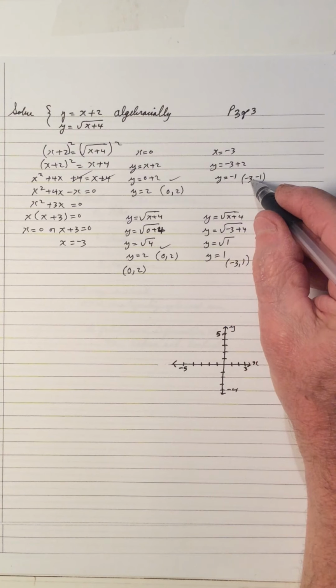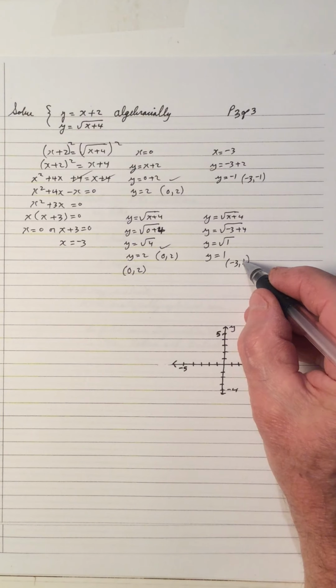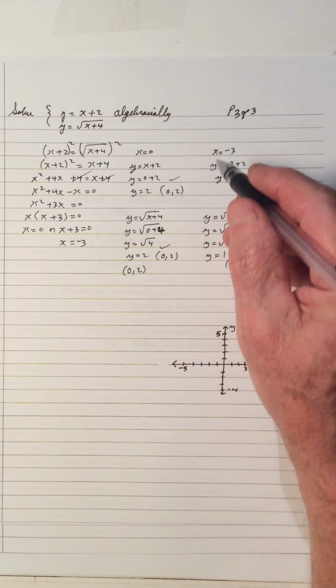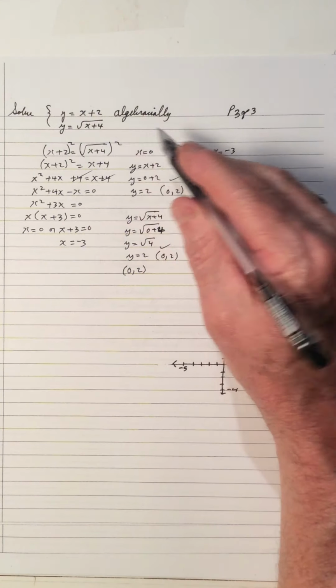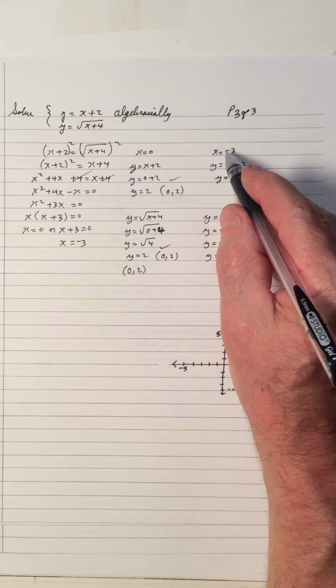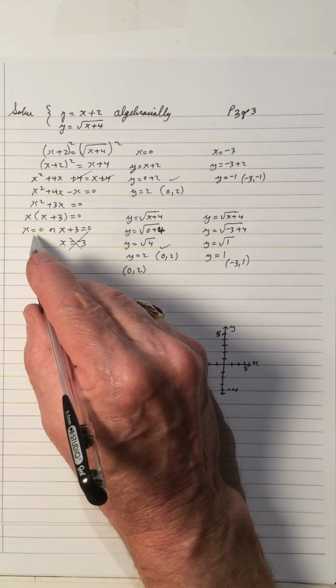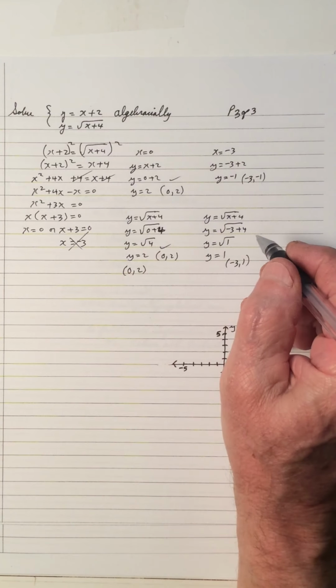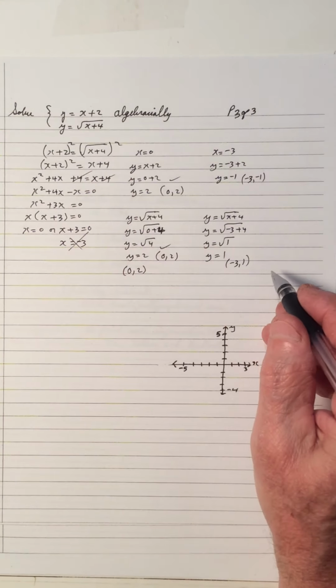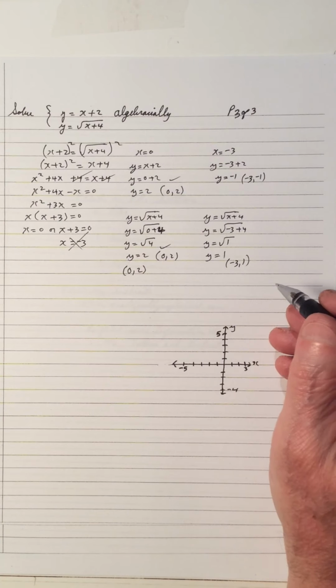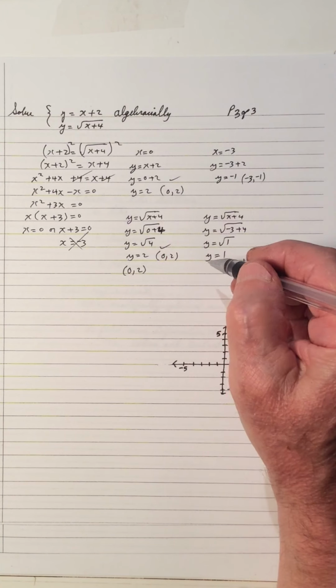So notice this point is not the same as this point. So the negative 3 is not true for both of these equations. That means the negative 3 can't be used. So it's only x is 0, which gives me the 2, that is the solution to this system. Okay, so notice only one of them worked.